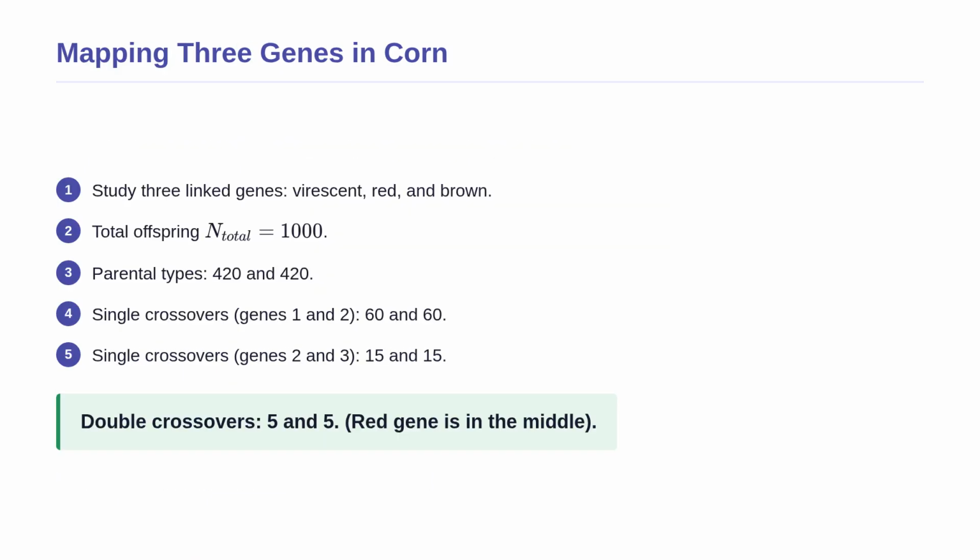Let us apply this new formula to an example, studying 3 linked genes in corn: virescent, red, and brown. We cross our plants and get 1,000 offspring. We identify our largest numbers, 420 and 420, as the parental types. Our smallest numbers, 5 and 5, are the double crossovers, because 2 simultaneous crossovers are statistically rare. By comparing the alleles of the parental type to the double crossover type, we deduce that the red gene is in the middle. Now we need to determine the map distances between these 3 genes.